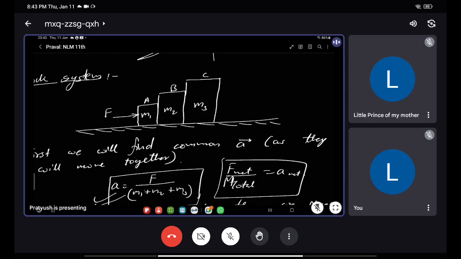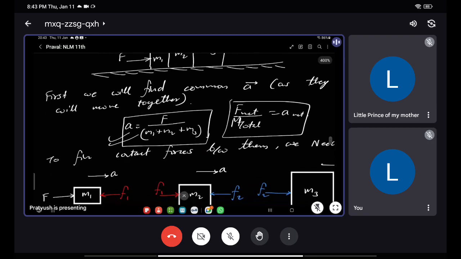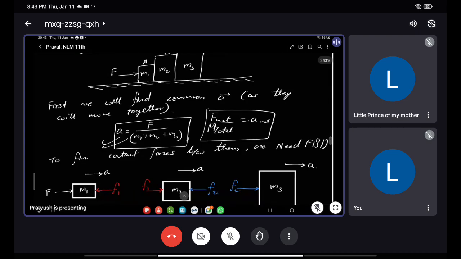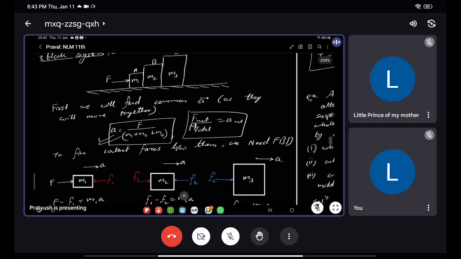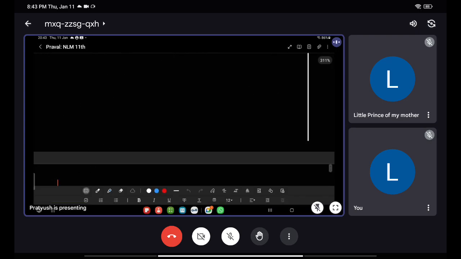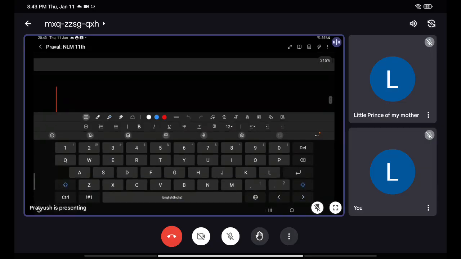Now acceleration of each block will be same because why? Because they all are connected with each other. They all are in direct contact with each other. Okay. So we have got acceleration. And to find the contact force, we need to draw a free body diagram of each of the blocks separately. How to draw the free body diagram?